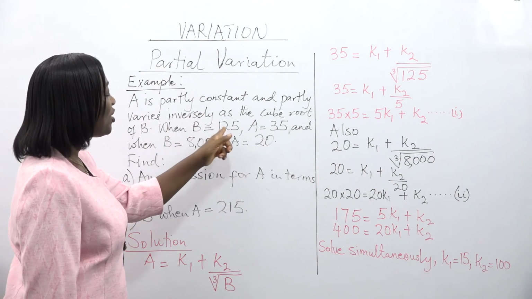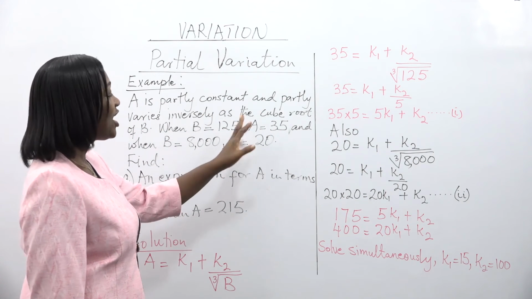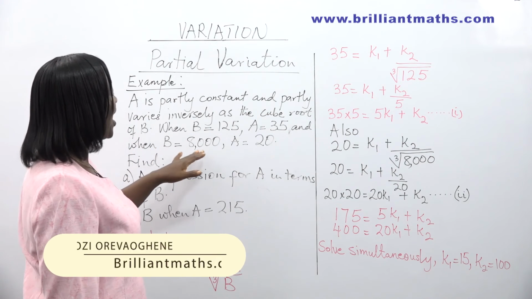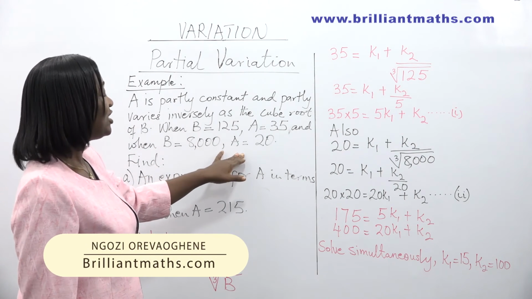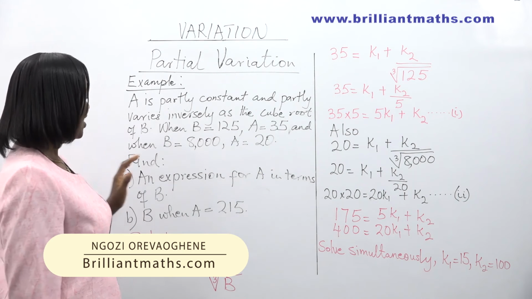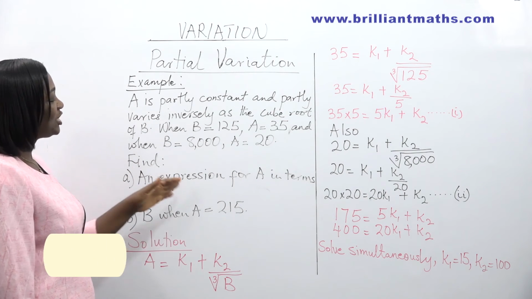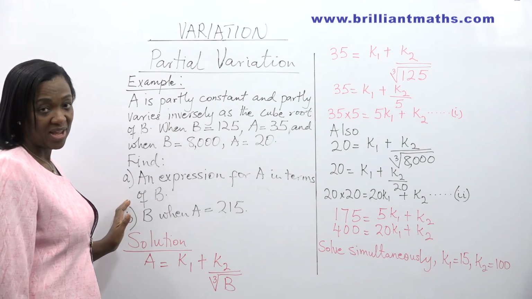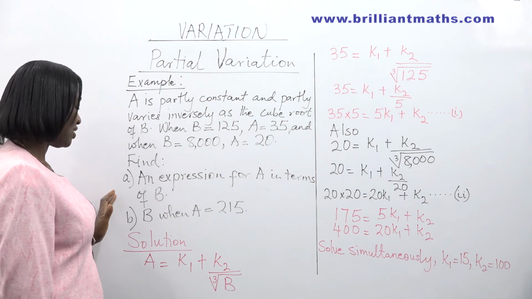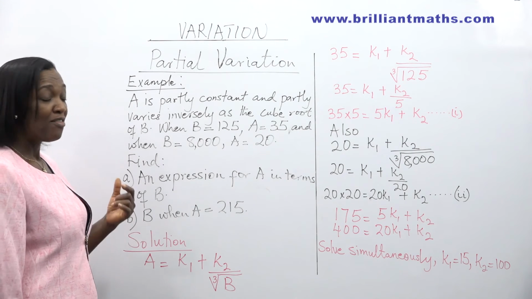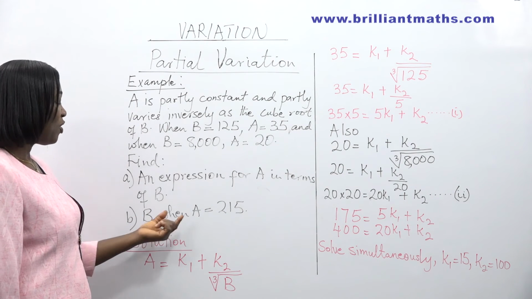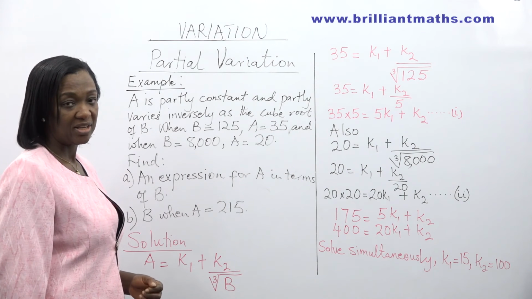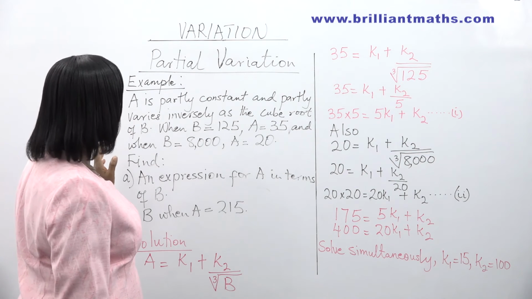When B is equal to 125, A equals 35. And when B is equal to 8,000, A is equal to 20. Find an expression for A in terms of B. That's the first task. And secondly, find the value of B when A equals 215. So look out for the keywords.